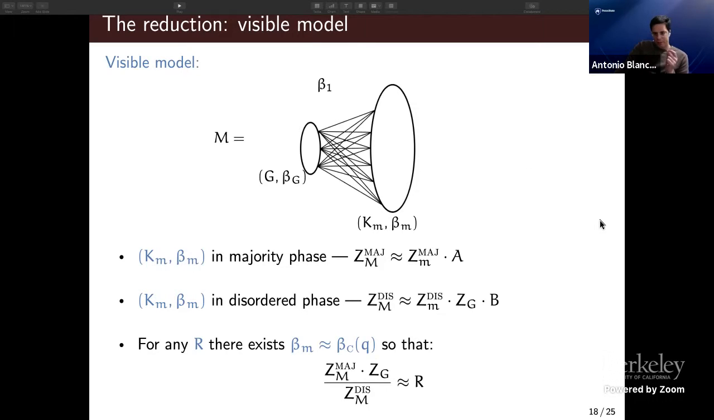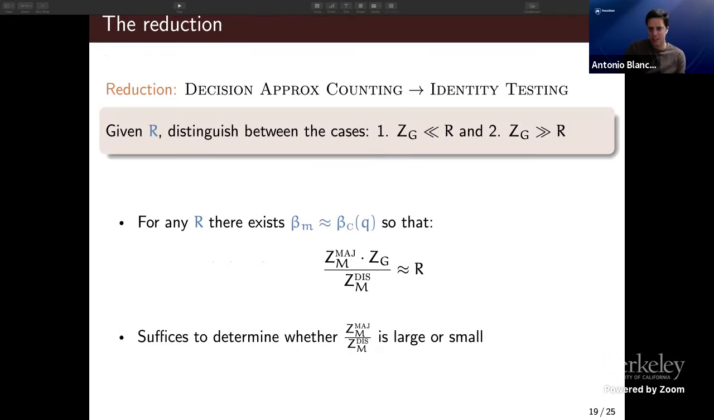Okay. Now, if you remember our main fact concerning the mean field model, it says that for every desired R, we can make this ratio, Z_M majority and Z_M disorder, match that R. And using that, we can find, for any R, a beta_M, a parameter on this side here, that makes this ratio equal to this R. And this is essentially crucial to our reduction, because what we're going to do, instead of doing this reduction from approximate counting to identity testing, is a reduction from decision approximate counting, and approximate counting can be reduced to this decision version just by binary search.